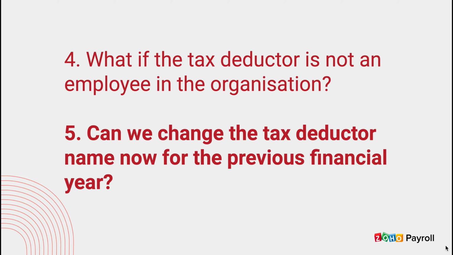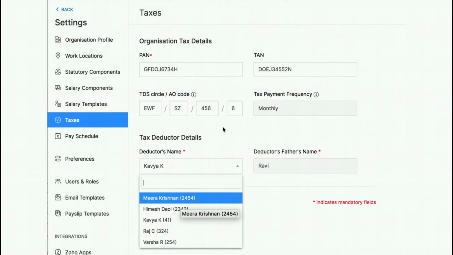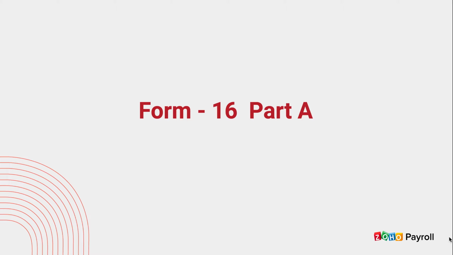Can we change the name of the tax deductor for the previous financial year now? Yes. In order to change the tax deductor information inside Zoho Payroll, follow these steps. Go to Settings, click on Taxes. Here, you can change the tax deductor information by choosing the employee name from the drop-down list. The father's name will appear automatically as per the data already fed into the system.